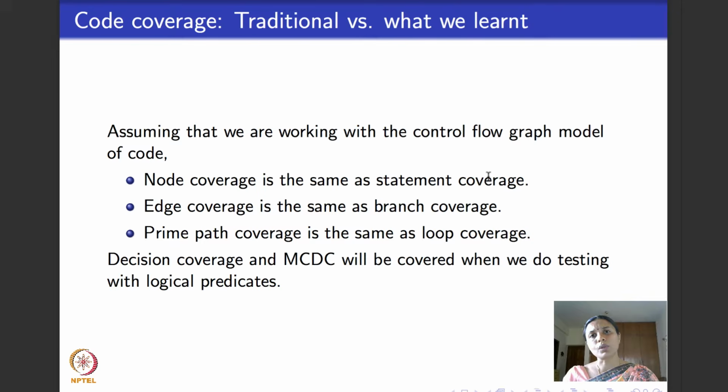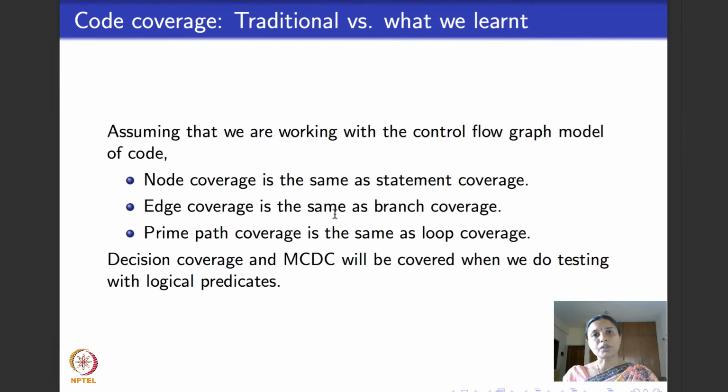Why is that so? Because if you see through examples, what does each node or vertex in the control flow graph correspond to? It corresponds to one statement or a set of statements that occur in sequence without branching in between them. So when I say my test requirement is node coverage, what I mean is execute every statement in the graph. So what is popularly called statement coverage is basically what we refer to as node coverage.